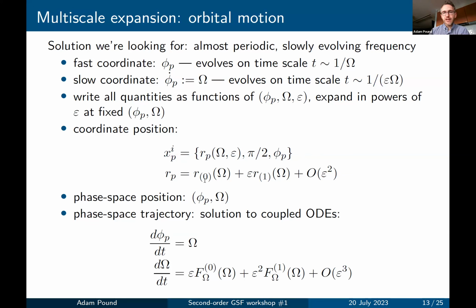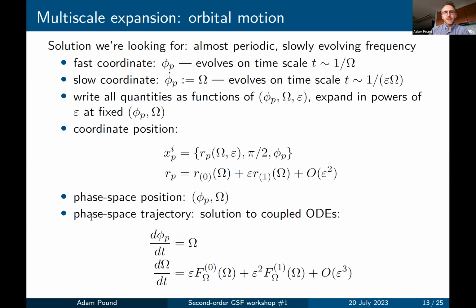Now we expand everything in powers of epsilon at fixed phase space coordinates, which means in particular, this orbital radius here is going to get expanded out. So we have an R0, which is a function of omega, R1 is a function of omega, etc. So the position in phase space is specified by phi p and omega, because once you know omega, you also know the orbital radius.